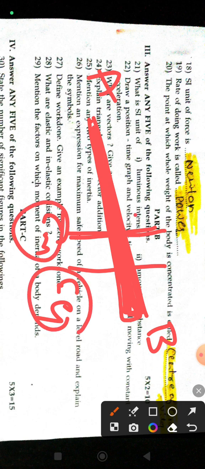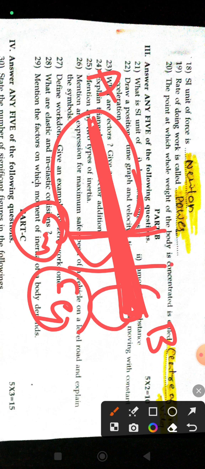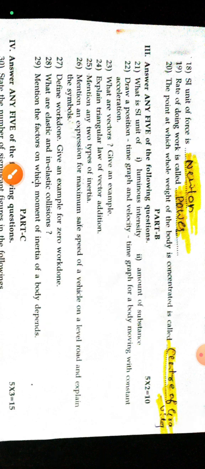Means here this complete weight will be acting on this point. This point is called as center of gravity.